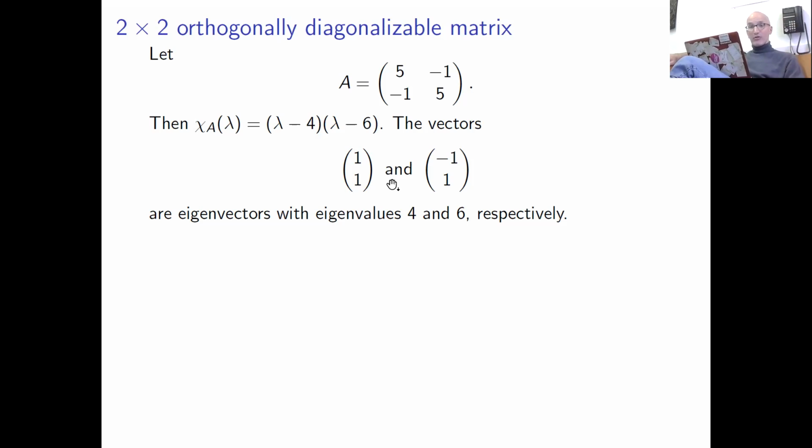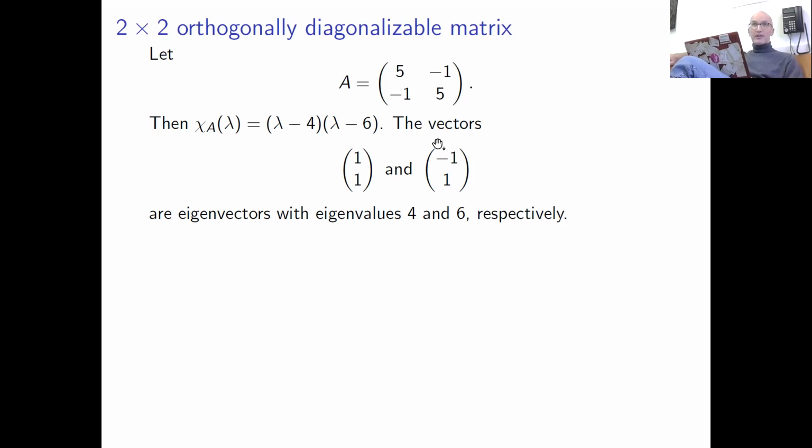I could scale them from the beginning because there is no specific choice for an eigenvector for a given eigenvalue. If I take any of these eigenvectors and scale it by a non-zero scalar, then I also get an eigenvector with the same eigenvalue. I just picked these two vectors because they're simple. Okay, but they're not orthonormal. But we can scale them.